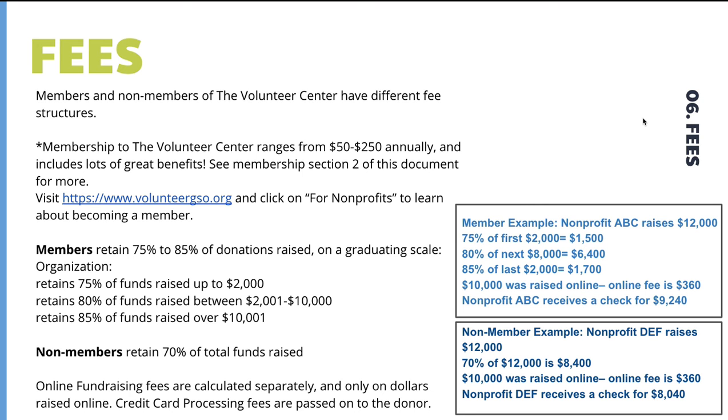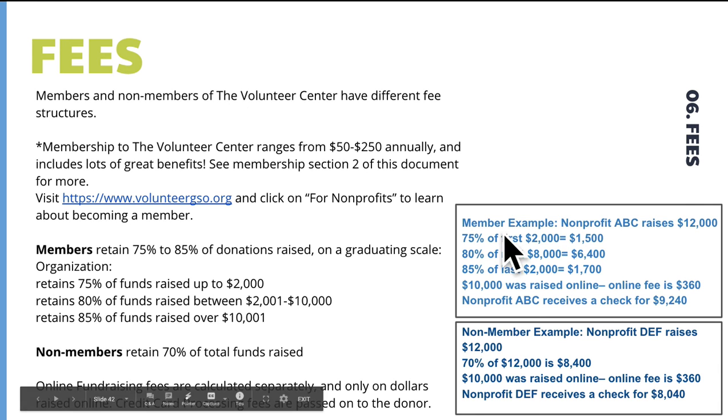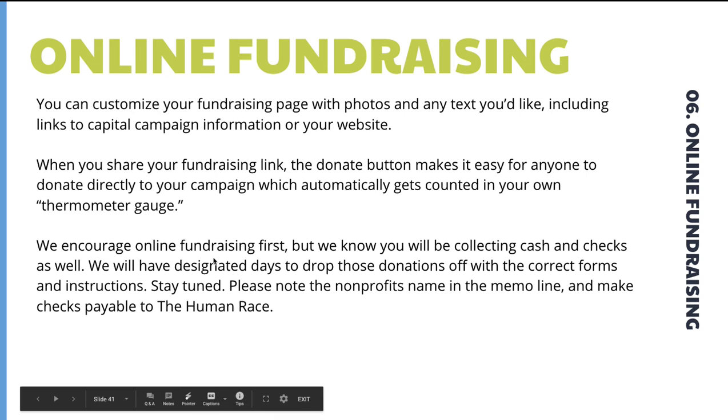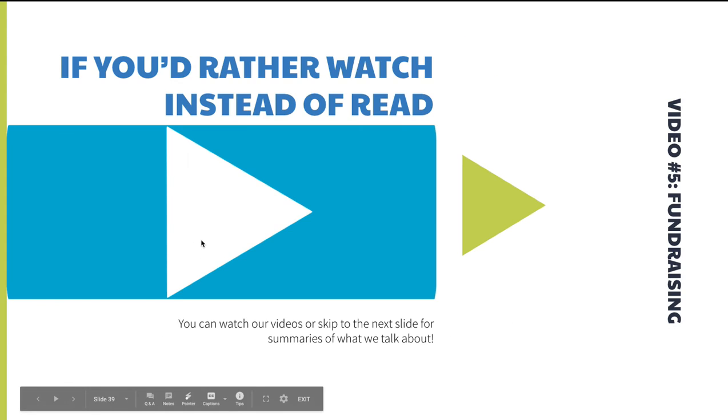$50 is the lowest tier membership, and it gets you into the bracket where you are paying lower fees for your membership. So these are the member and non-member fees. If you're a member, you're going to retain 75 to 85% of all your donations raised on a graduating scale. And you can see that example over here on the right if you want a real life example.